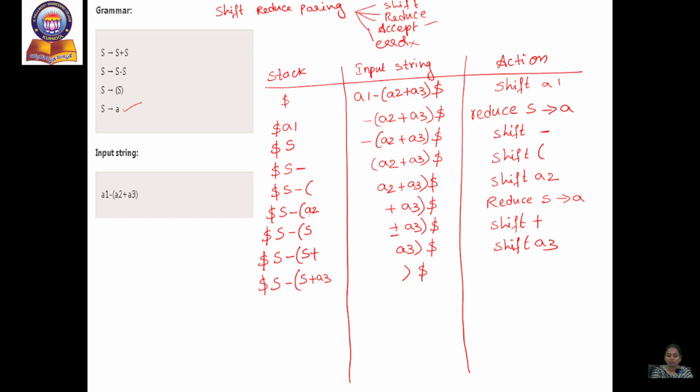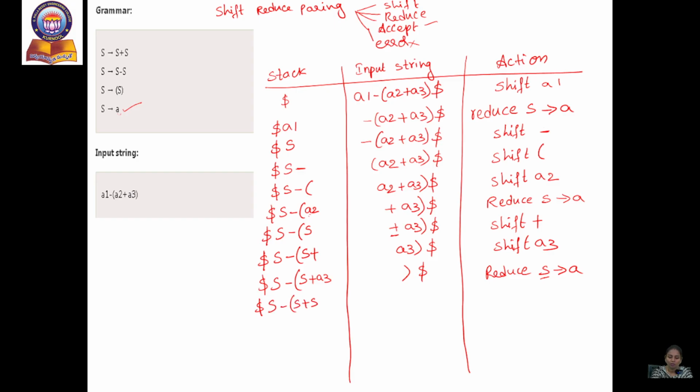Now check that S minus open bracket S plus A3 is available in the grammar. Yes, A is available in the grammar, so I can perform the reduce operation. That S is A can be reduced with its production, that is S. So the stack will be the same: S minus S plus S.